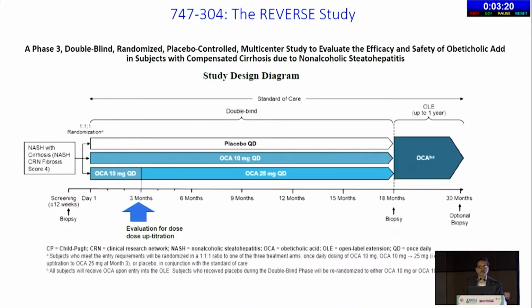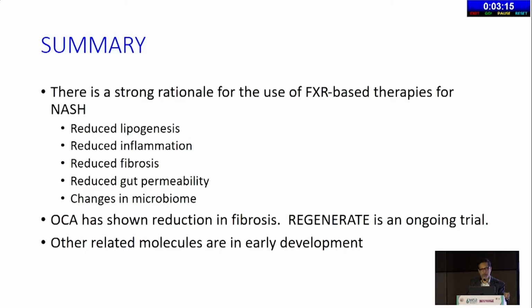Now, the REVERSE study is a cirrhosis trial, which also looked at 10, 25 milligrams versus placebo. And unfortunately, the top-line result was negative. It did not provide histological benefit. So where we've landed now is that there is a biological rationale from preclinical studies suggesting improvement in lipogenesis, inflammation, fibrosis, gut permeability, and microbiome. OCA actually has been shown to reduce fibrosis, and REGENERATE is an ongoing trial for clinical outcomes. And there are other FXR molecules that are being developed, but they all have similar tolerability issues.